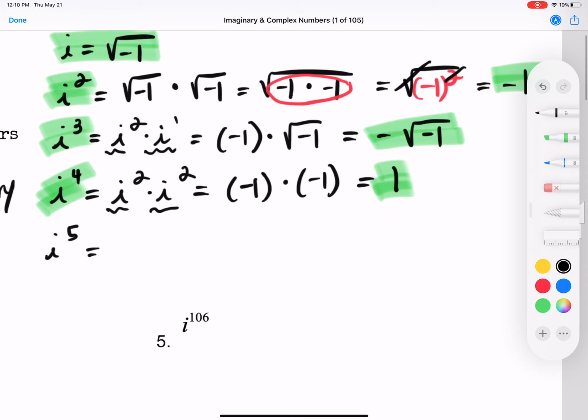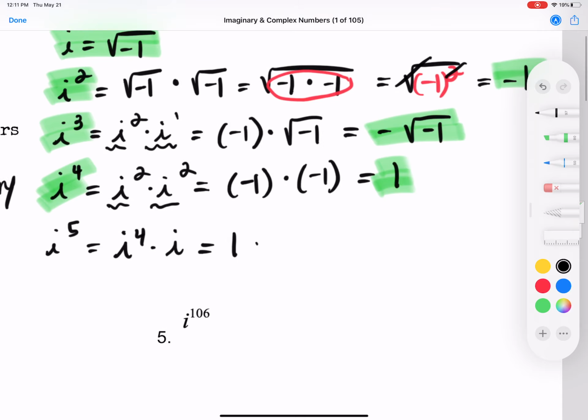Now, i to the 5th power is the same thing as i to the 4th power times i. Okay, and you can split this up whatever way you want to. You could say it's i cubed times i squared. You could say it's i times i times i times i times i, 5 times. Okay, but let me talk about i to the fourth times i. So i to the fourth is 1, and we know i is the square root of -1. Okay, so 1 times the square root of -1 is just the square root of -1.